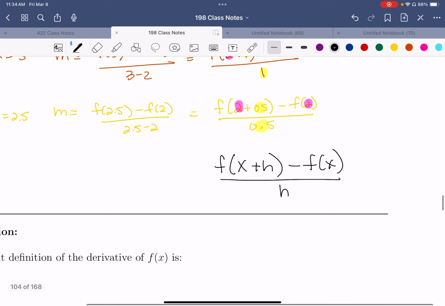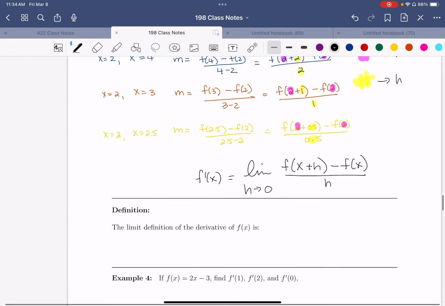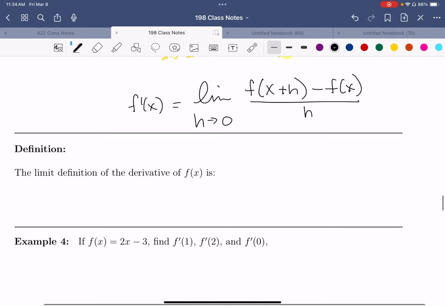So we're going to take the limit here as that h goes to 0, and this is what we're going to call f prime of x. Okay. And so that's what's going to go in my box down here, the limit definition of the derivative. So the limit definition of the derivative is exactly that, right? You're just looking at what is the slope of the tangent line at that point? And we find it by using this.